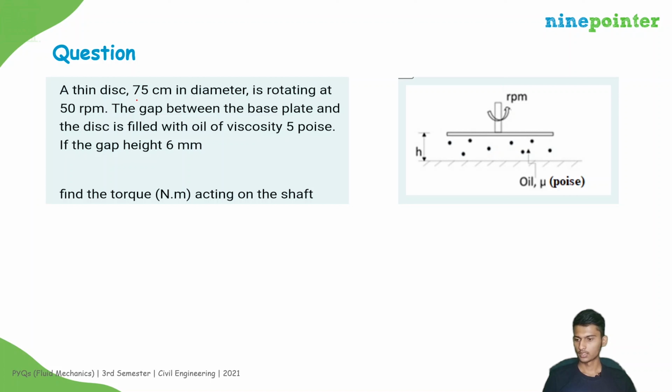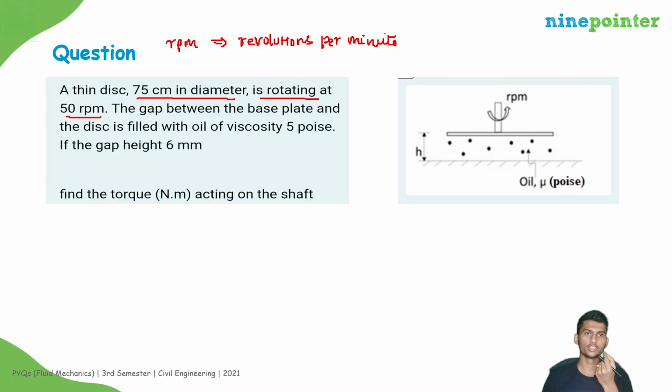A thin disc 75 centimeter in diameter is rotating at 50 rpm. So rpm is the unit for angular velocity. It is revolutions per minute. So it means how many revolutions it can do per minute. The gap between the base plate and the disc is filled with oil of viscosity 5 poise. If the gap height is 6 mm, find the torque acting on the shaft.